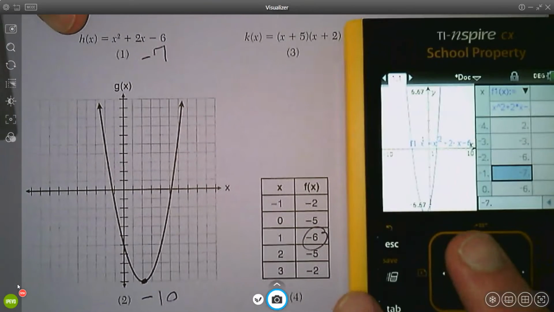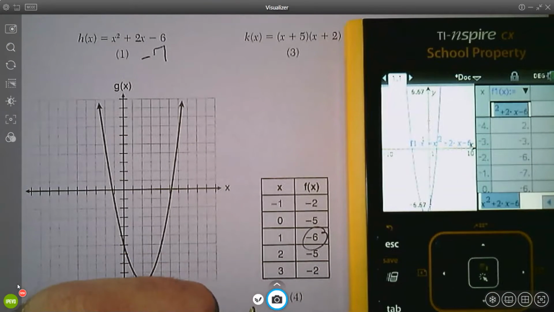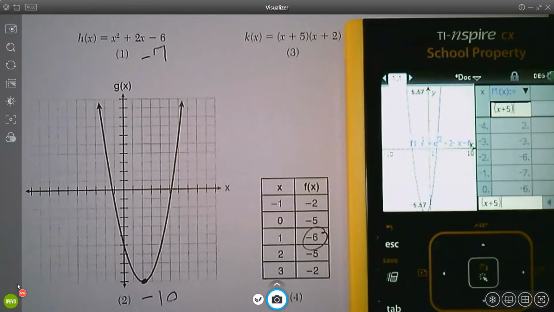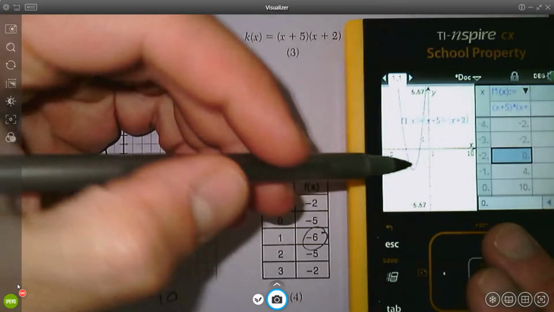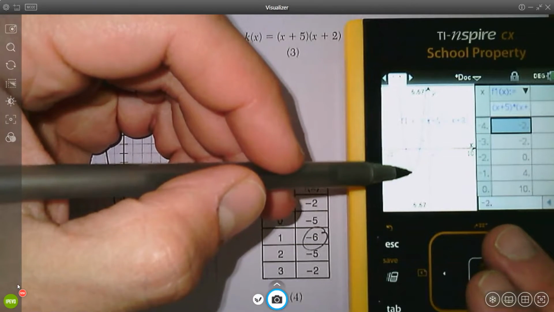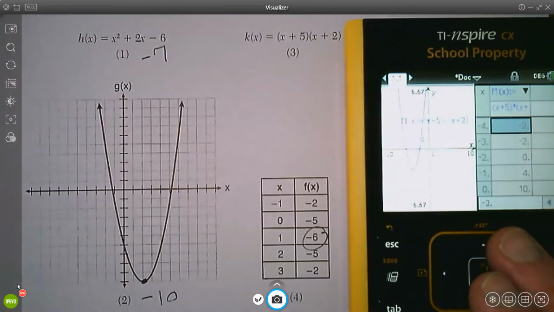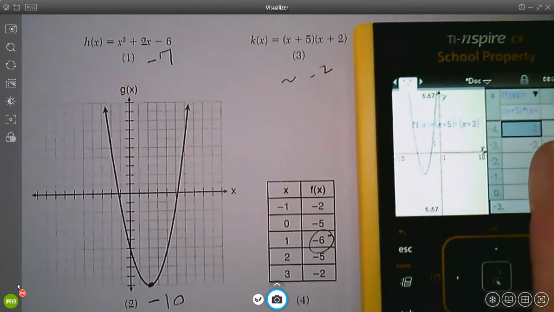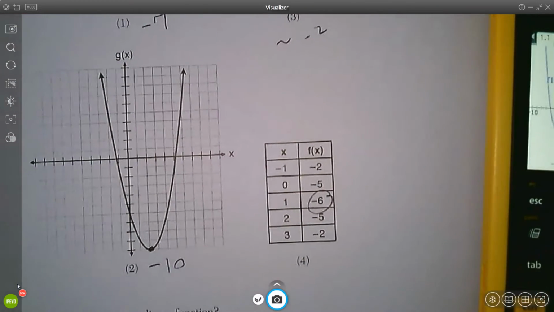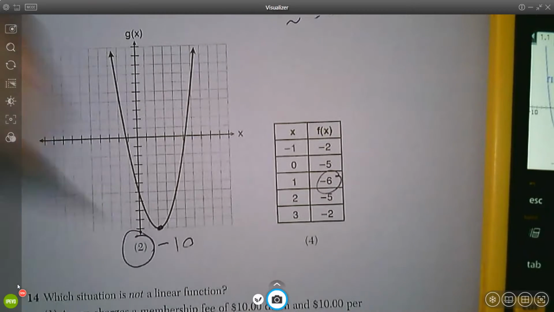And choice 3, let's plug this in, parentheses, x plus 5 times parentheses x plus 2. All right, so if we take a look at this, negative 2, if I see the graph, it goes down a little below negative 2. I can't find out exactly, but about negative 2. Smallest means literally the closest to negative infinity. So that's going to be choice 2.